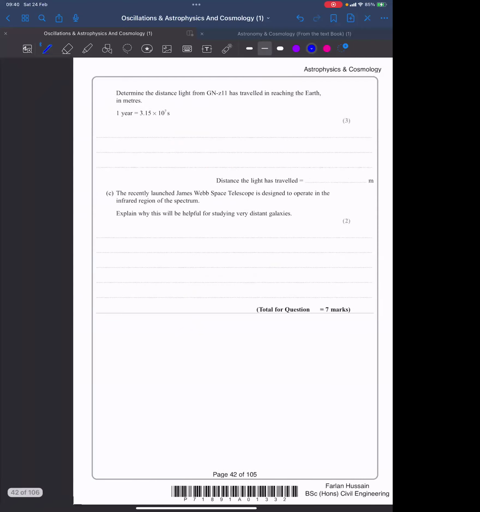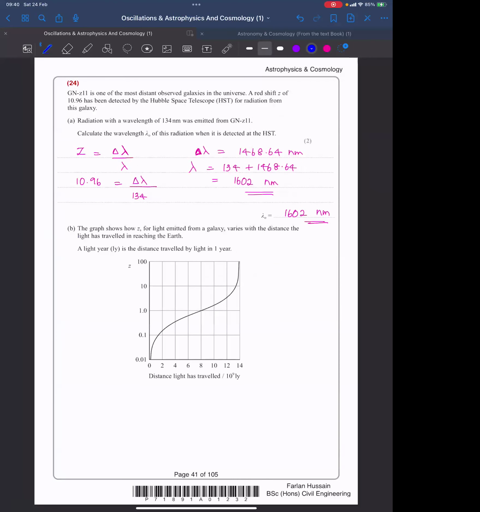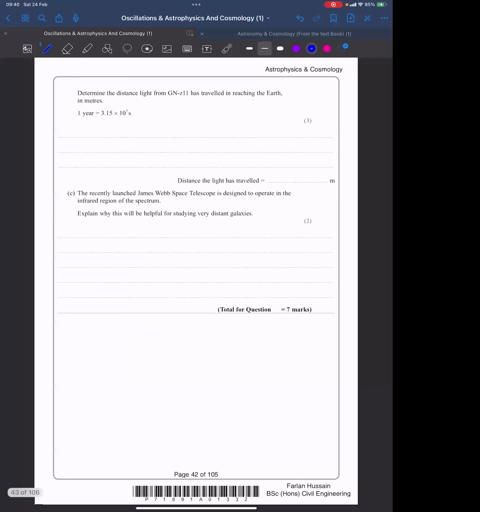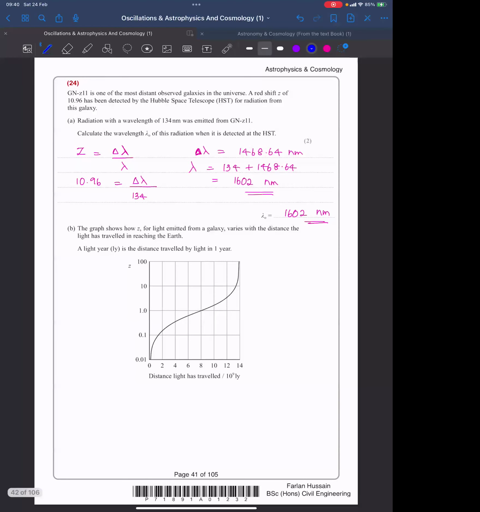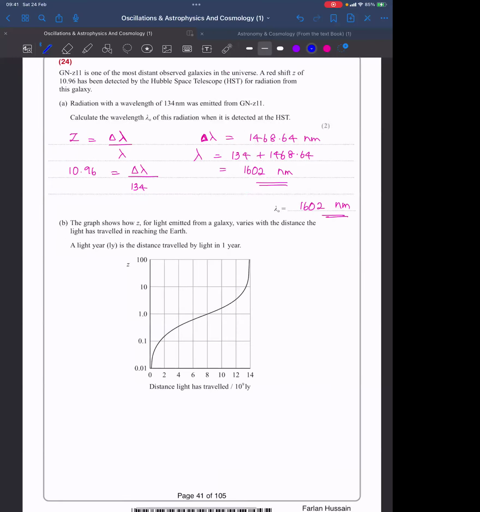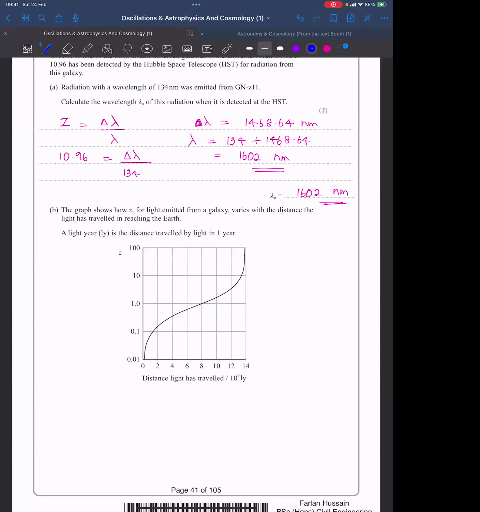Right, guys. Question 24 on page 41. We have done part A. Part B, read part B. The graph shows how Z, what is Z? Redshift. The graph shows how Z for light emitted from a galaxy varies with the distance the light has traveled in reaching the Earth. Okay.